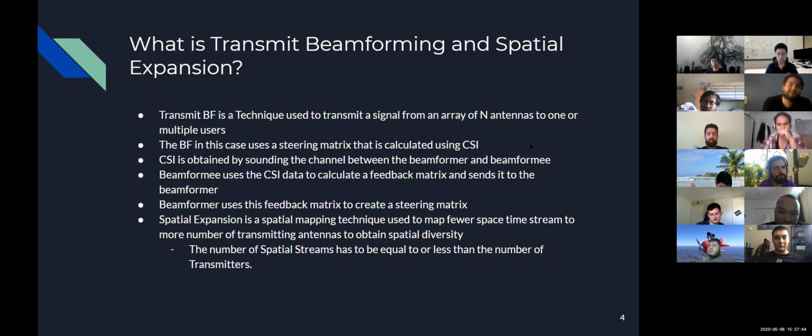And spatial expansion is a spatial mapping technique used to map fewer space-time streams to a larger number of transmitting antennas to obtain spatial diversity. It is worth noting that the number of spatial streams has to be equal to or less than the number of transmitters.